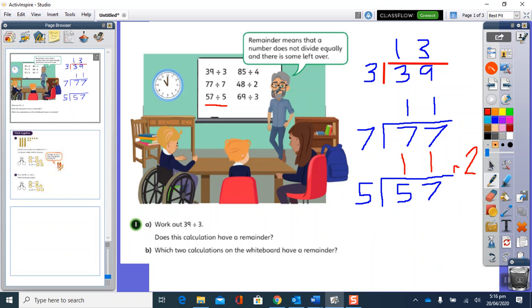Okay, and I'm back. You should have figured out that 48 divided by 2, 2 is in both the 4 times table and the 8 times table, so that one will have no remainders. That one divides equally. 69 divided by 3. 3 is in the 9 and the 6 times table, so that will have no remainders. So it's this one, 85 divided by 4, which will have a remainder. 4 divides into 80. I'll show you here. So 4, it's not very neat.